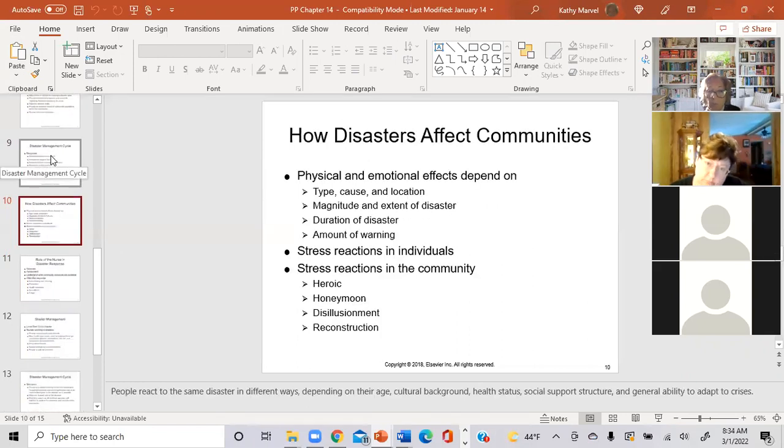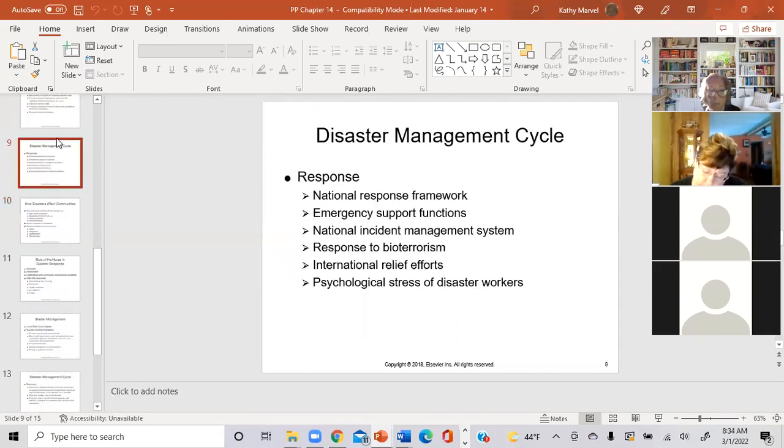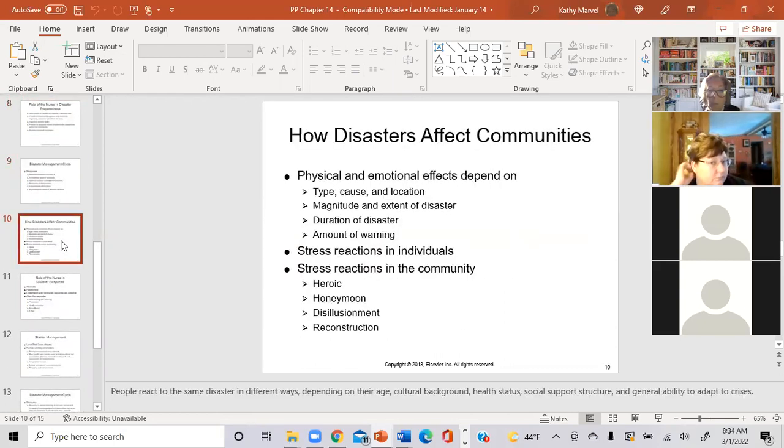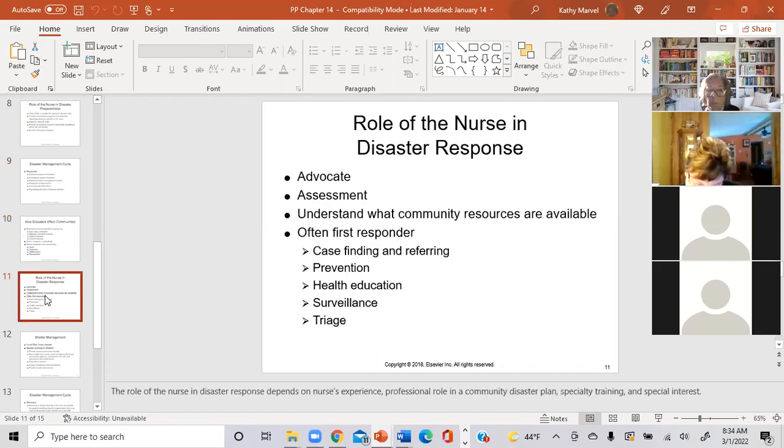And fourth is, where is it? Response. No, where am I at? Response. What's the role? What's our role in a disaster? Advocate. How do we take our ADPI and move it into the disaster management mode?